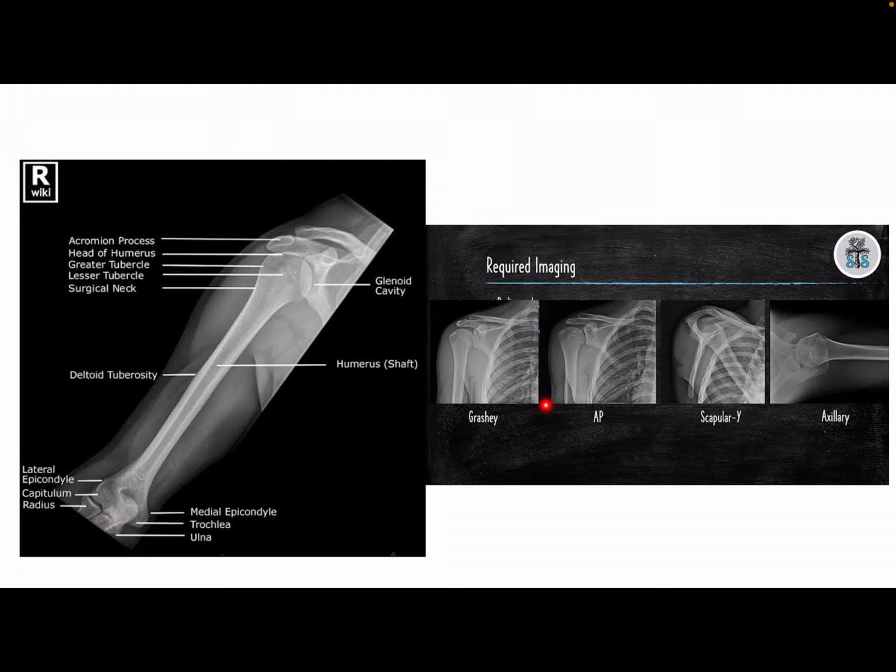Now see, these are different views. The Grashey anteroposterior view is almost the same as the anteroposterior. I'll be discussing more of the anteroposterior, the scapular Y, and the axillary views. See how the axilla is being shown over here. It is more appropriate to have this X-ray done. This is the scapular Y, and this is the anteroposterior one.